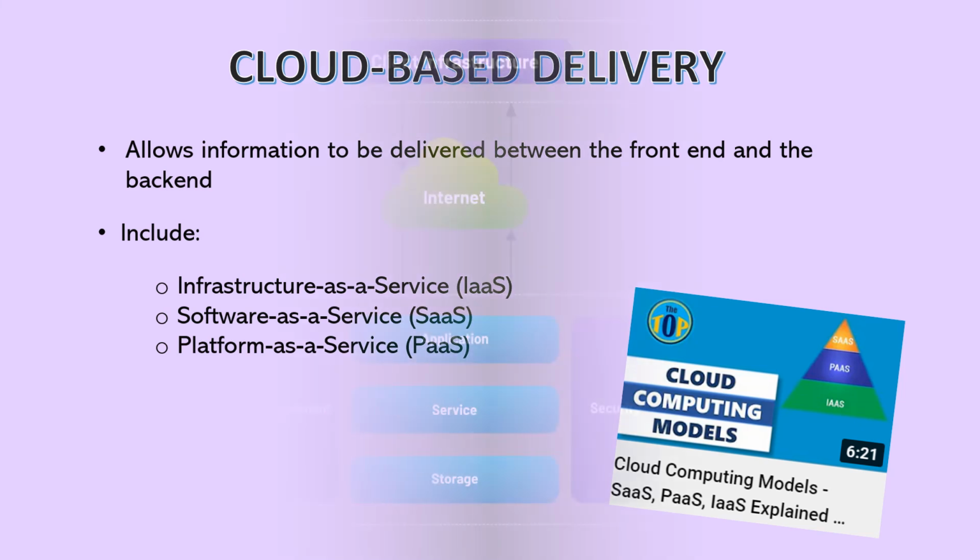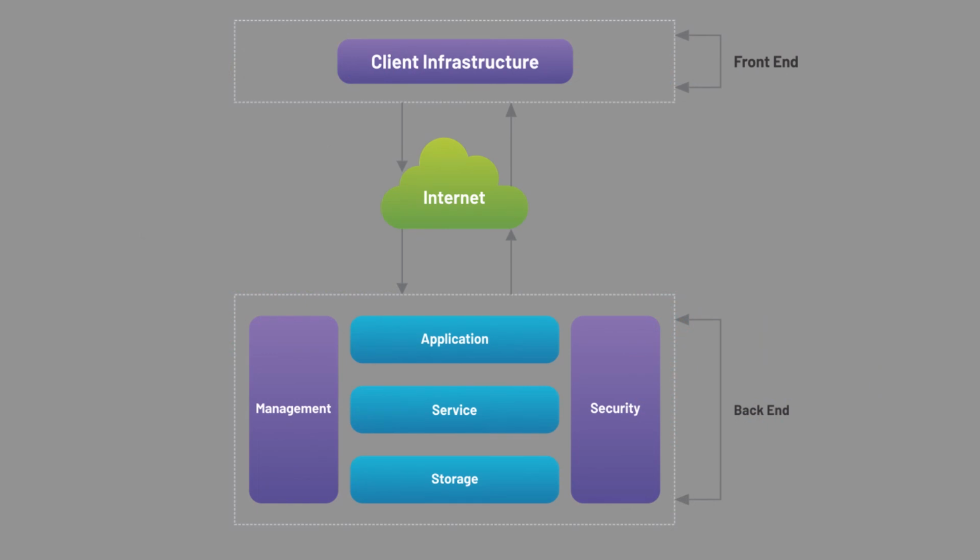Finally, what connects the front end and the back end is the network, which is the internet. It acts as the connection between client and the cloud. That brings us to the end of the video on cloud architecture.